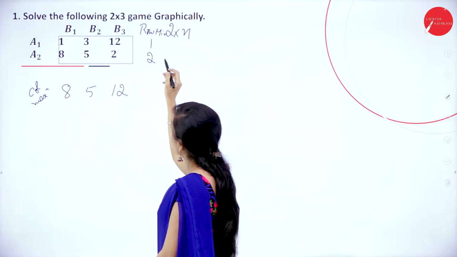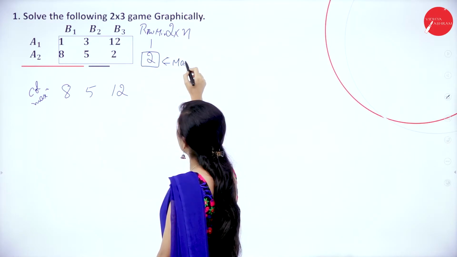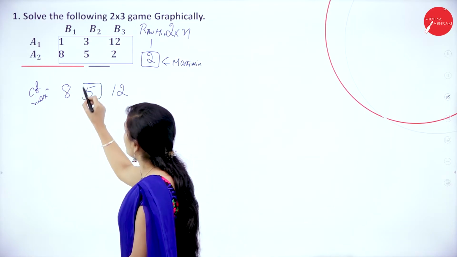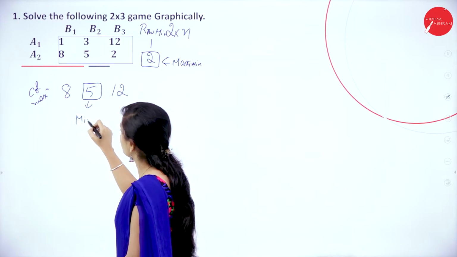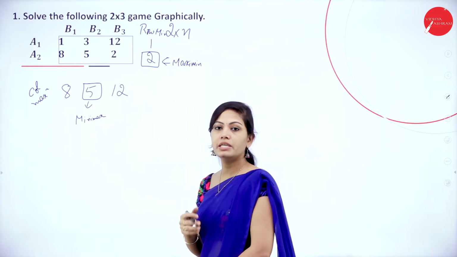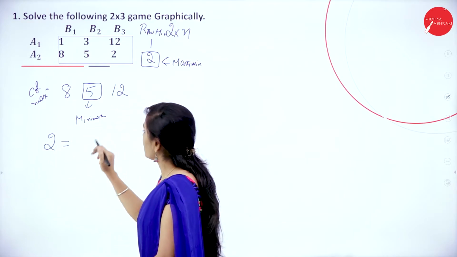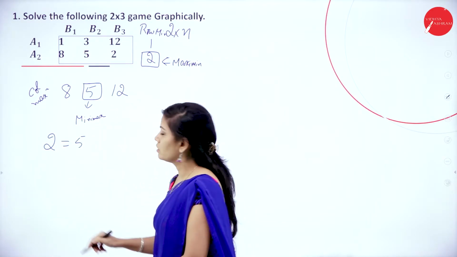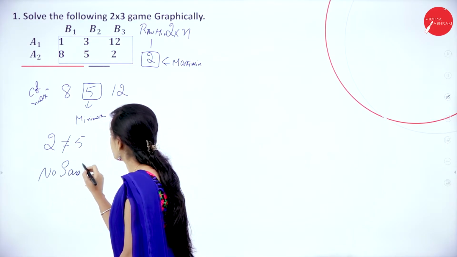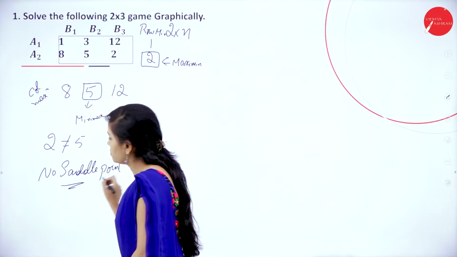So in the row minimums, the maximum value is 2. That is the maximin value. And in the columns, the minimum value is 5. That is the minimax value. So now you can cross-verify whether they are equal or not. The maximin value is 2 and the minimax value is 5. Is this equal? It is not equal. So it has no saddle point.